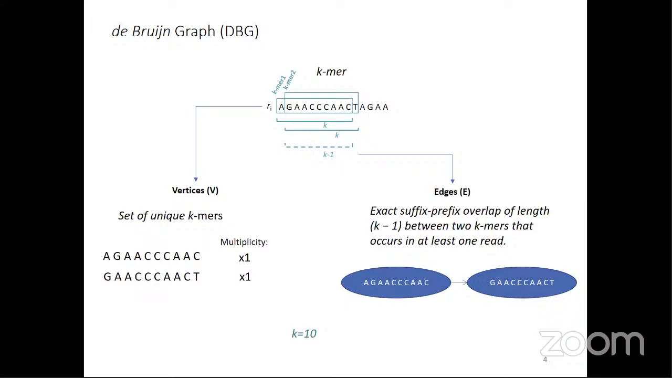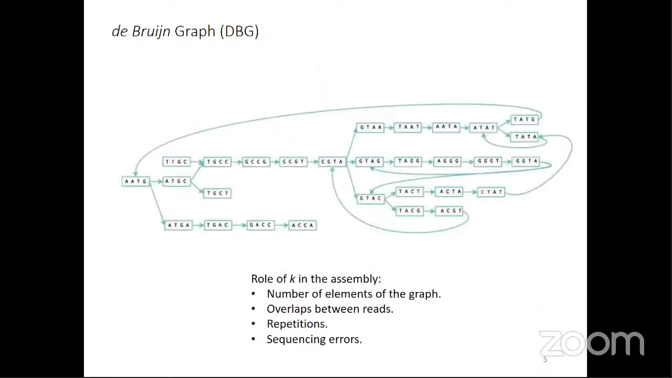The Bruijn graph can be defined through K-mers. A K-mer is a substring over a read with a specific length K. Consecutive K-mers share K-1 elements. The Bruijn graph represents overlaps between K-mers, in which the set of vertices V is defined by the set of unique K-mers over a given set of reads, and the set of edges E contains the edges in which an edge is defined by a suffix-prefix overlap of length K-1 between two K-mers that occur in at least one read.